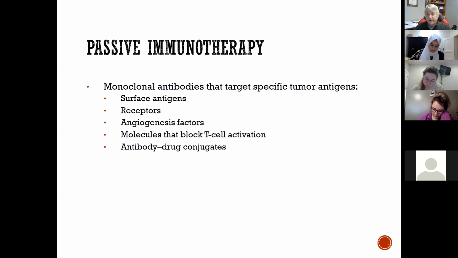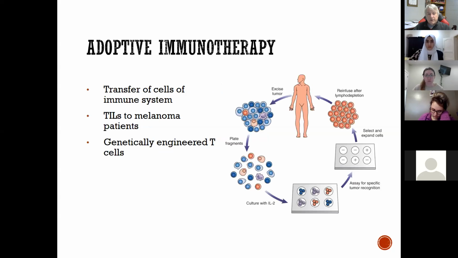So definitely a player in treatment. It is coming down to our adoptive immunotherapy. This was from your text. This is the last little bit. This is 17.8. This is immunotherapy with tumor infiltrating lymphocytes, TILs.